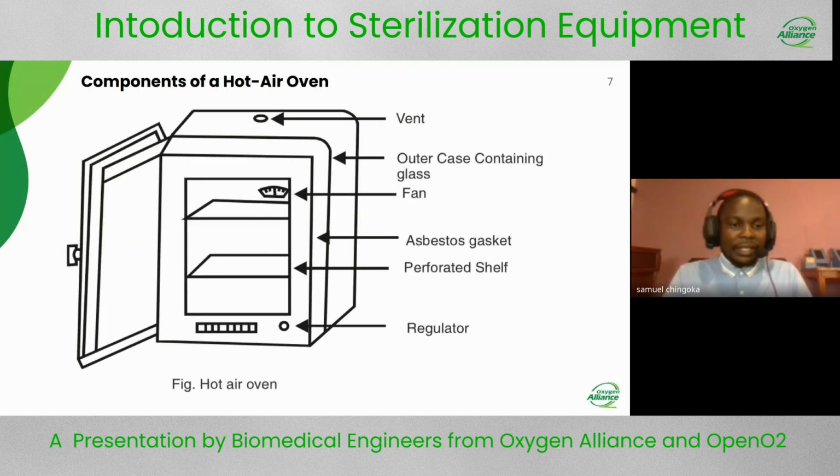This is a typical diagram to give us an idea of a hot air oven. We can see we have a door, which is not labeled. We have the chamber, and we also have a vent that we use after the process so that we can release the heat which is accumulated inside, so that after our objects are cooled, we can take them out.